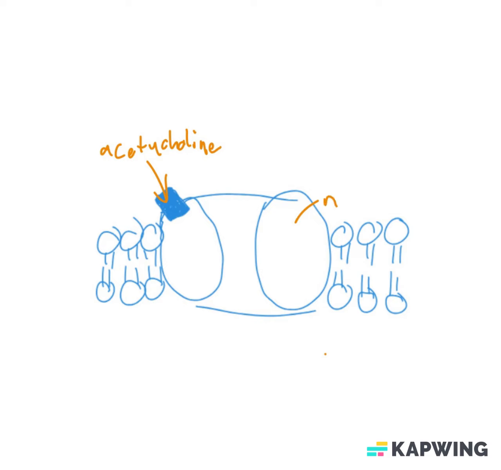Acetylcholine is the signal used in this pathway. It is an agonist for nicotinic acetylcholine receptors, abbreviated as nAChRs. nAChRs are open when activated and allow positive ions such as Na+, K+, and Ca2+ to pass through.